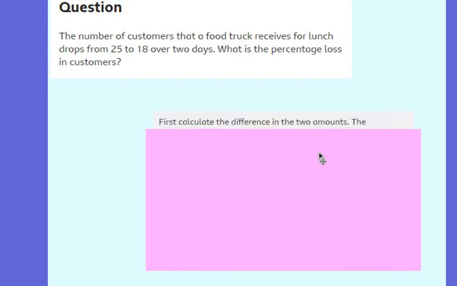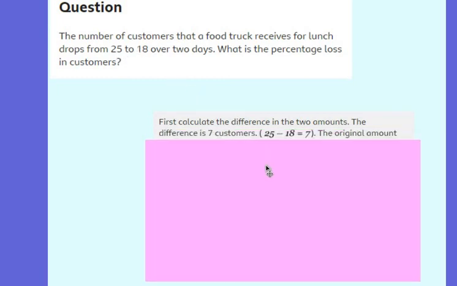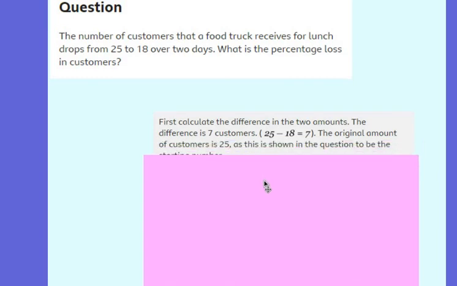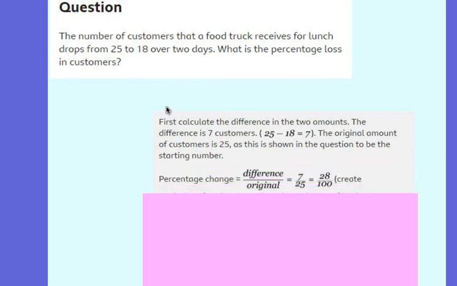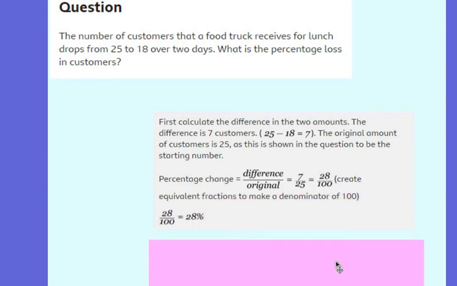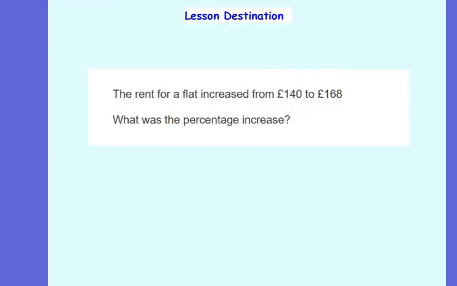Okay, let's work it out. First of all, we need to calculate the difference in the two amounts. The difference is going to be 7. We've gone from 25 to 18. The difference is 7 customers. The original amount in this case was 25, as that's the starting number. The percentage change is then the difference divided by the original, which we can convert into a percentage by making the denominator 100, which gives us 28%.